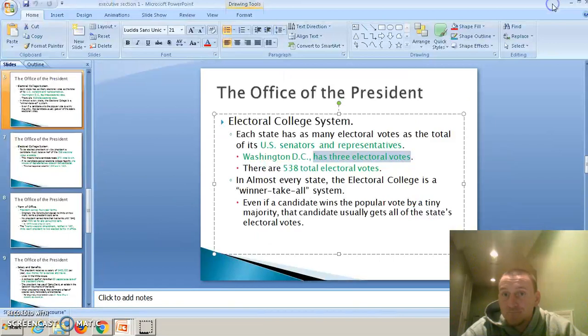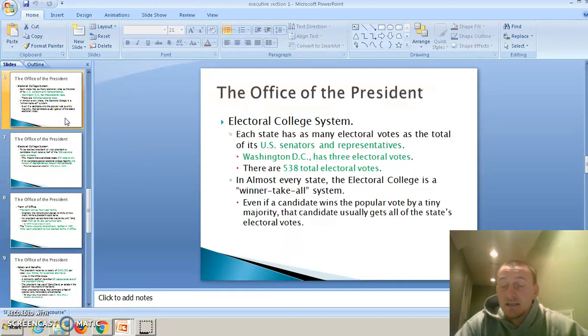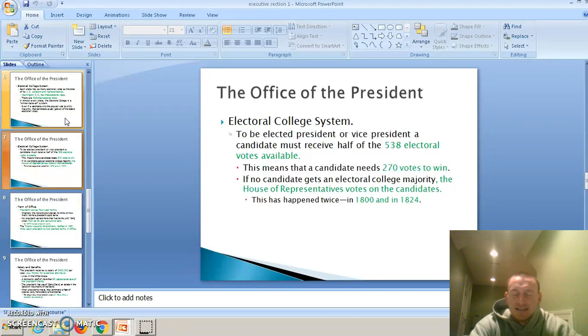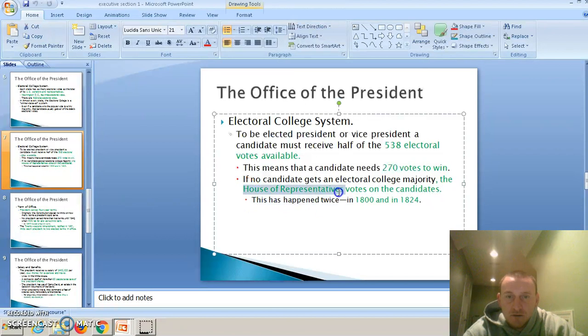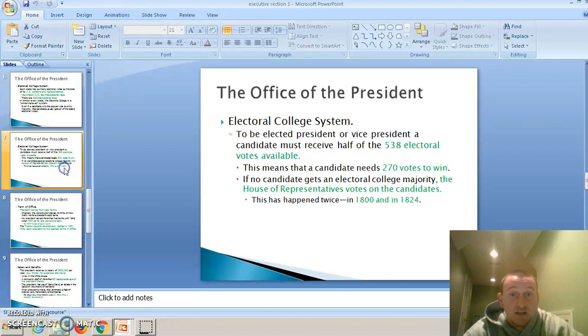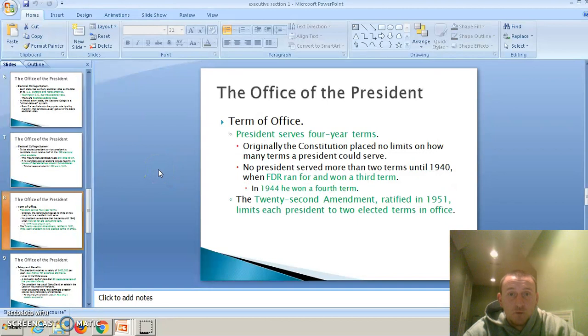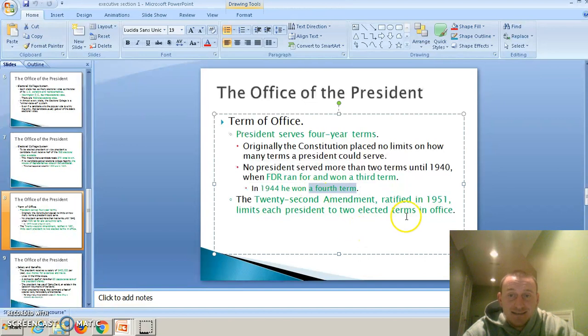Remember that. So 538 votes. D.C. has 3 votes. Which amendment? 23. The 23rd, D.C. gets to vote. Easy. Like I just said, 538 votes, 270 is the magic number. If there is a tie, the House of Representatives gets to vote on it. It's happened twice. Know that. 4-year terms. FDR is the only president to ever win a 4th term. Then they changed that with the 22nd Amendment in 1951.